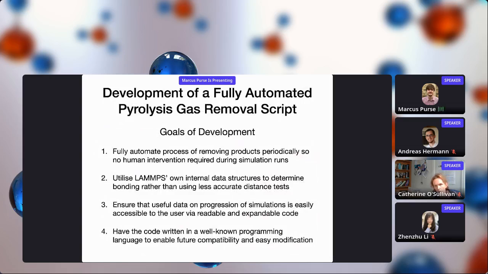So some work has been done on this before, but we wanted to develop a fully automated gas removal script. Previously this has been done with some intervention from people running a script periodically, but that's a very time inefficient way of doing things. And it was just using distance testing, which isn't very accurate. Given that we have this bonding data from ReaxFF, we should make use of that when deciding which atoms are connected together in molecules. We also wanted something that generated good data for us and would be expandable code for use with other systems potentially in the future.